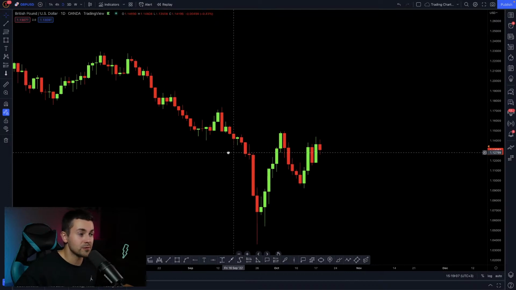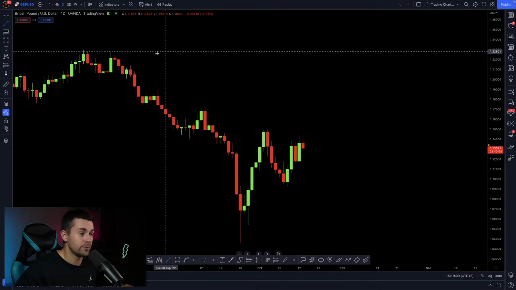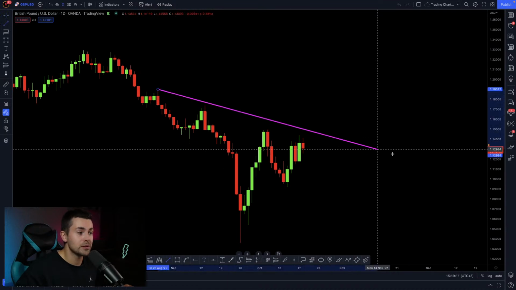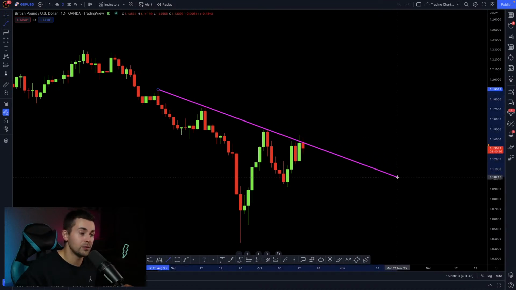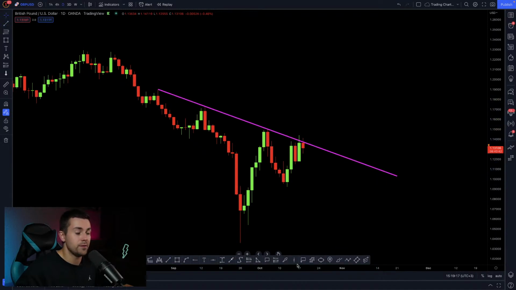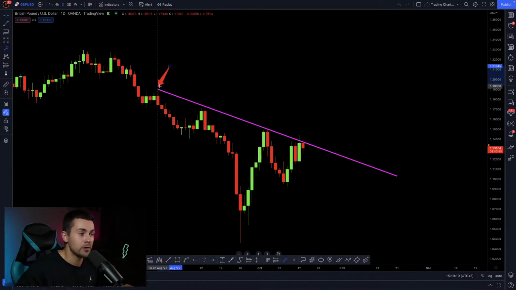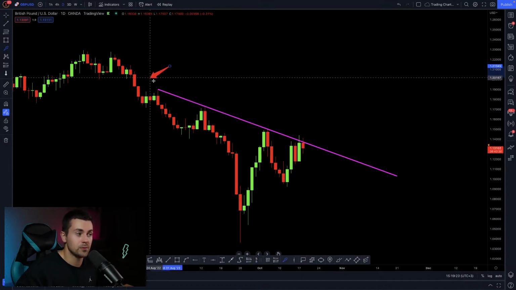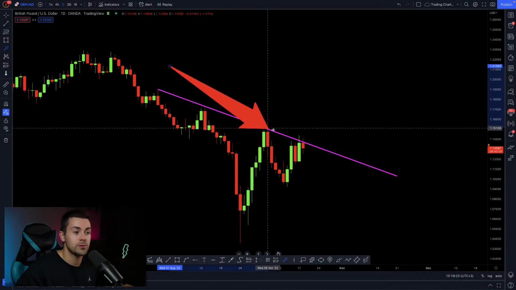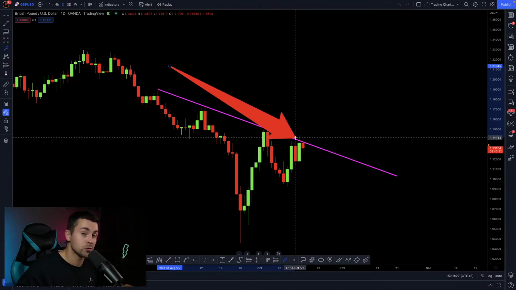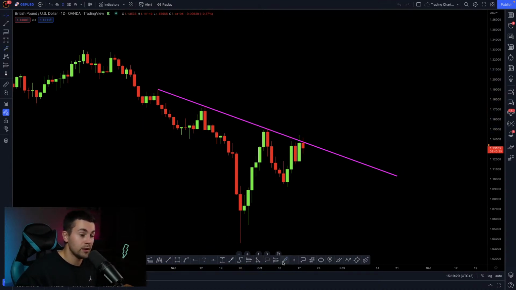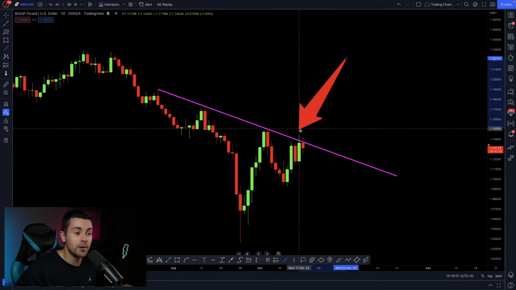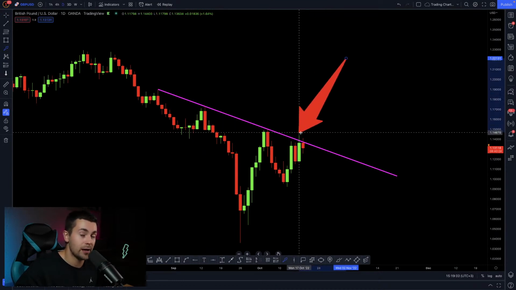The first structure that is spotted right here, very important structure, is based on that trend line. I hope you see this one right here, traders. The fact is that that trend line was respected 3 times in a row in the past. Yes, and 3 times in a row in the past, we saw very nice bearish movements from that. And the fact is that at the moment the market is approaching that trend line again.